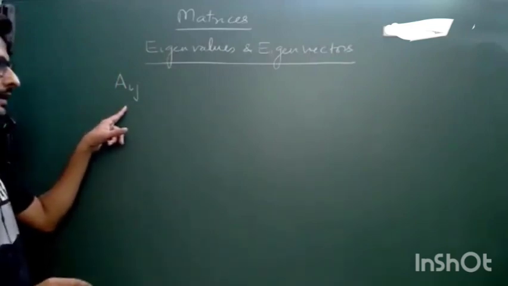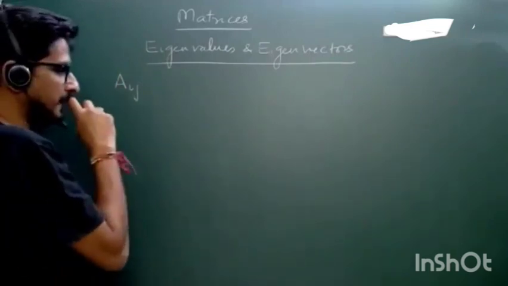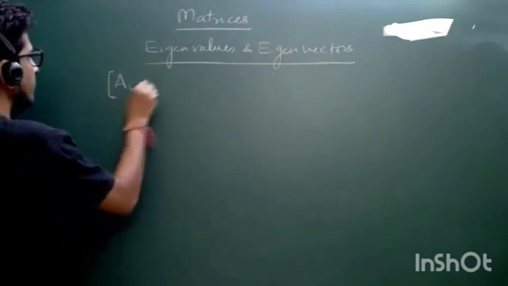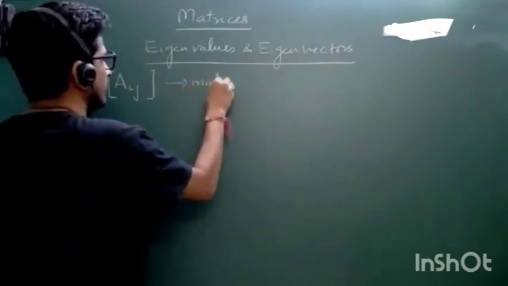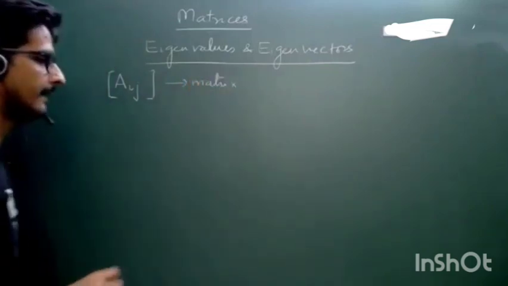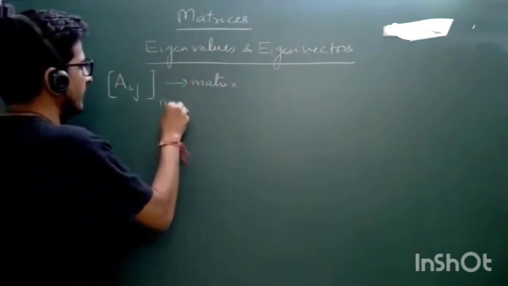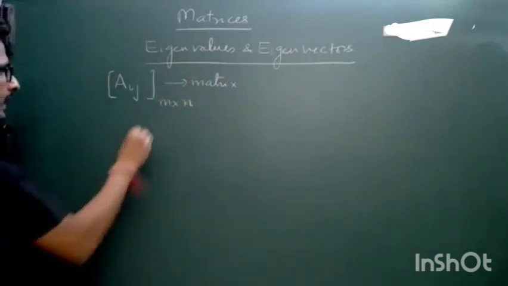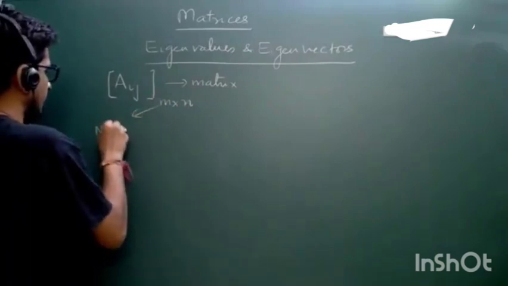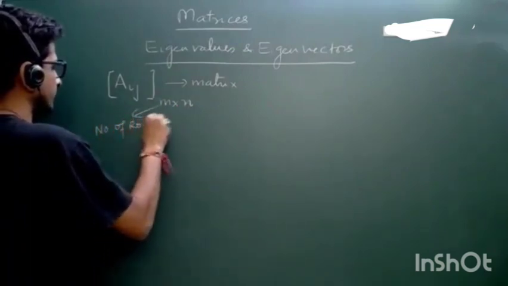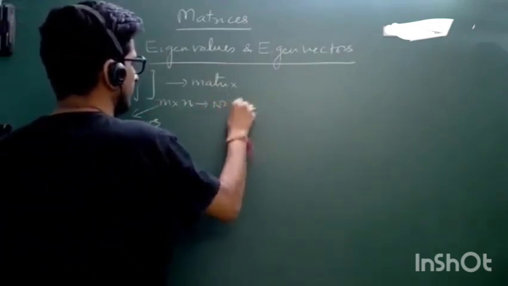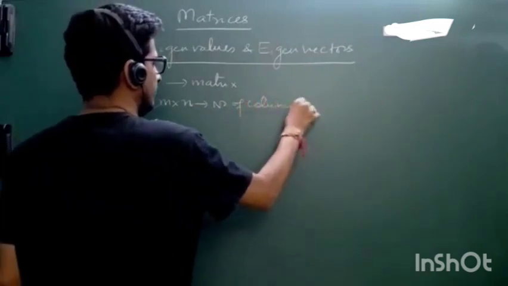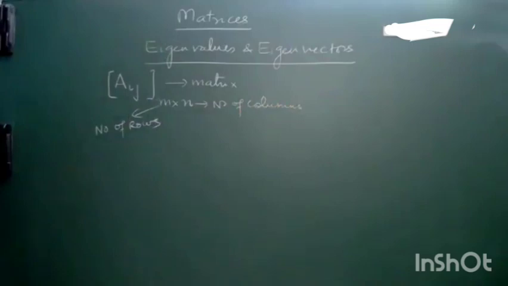aij. Okay, so this is like any element of the matrix can be written like this, and if you put square brackets, this become a matrix. Okay, this becomes a matrix, and I write here m cross n like this. So m is number of rows and n is number of columns. Okay, so m is number of rows and n is number of columns.